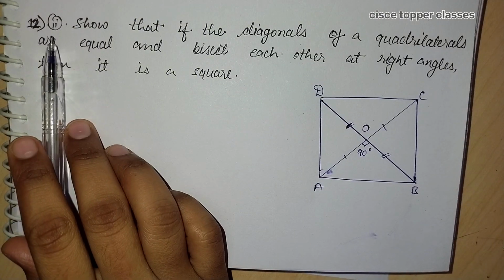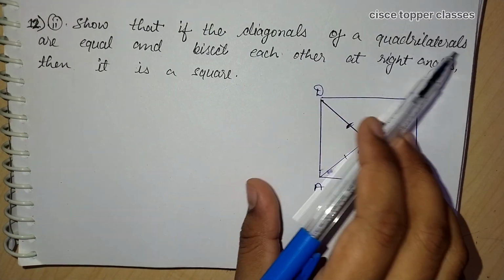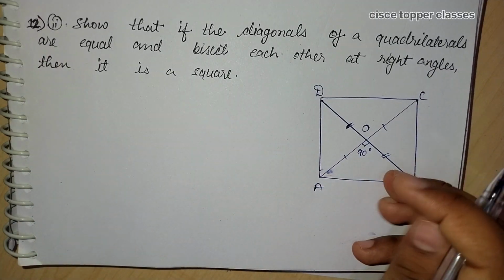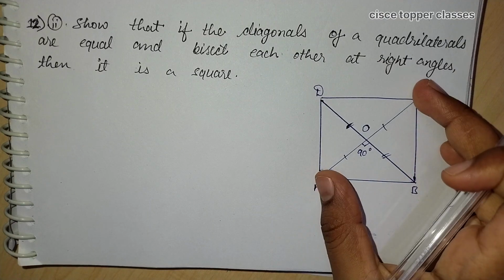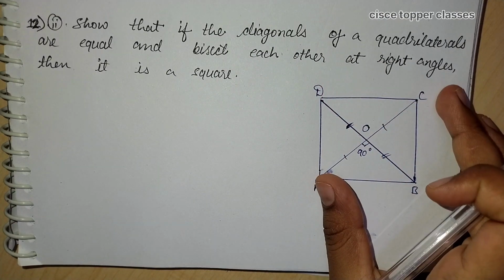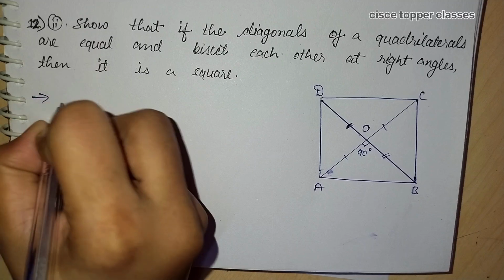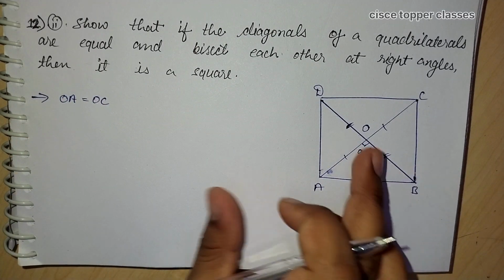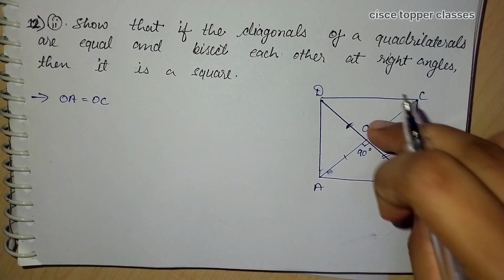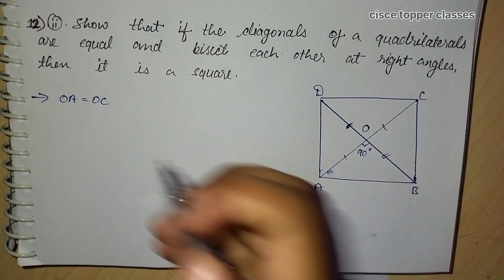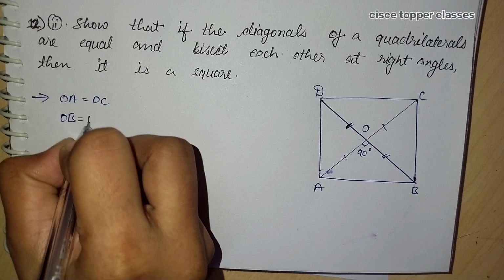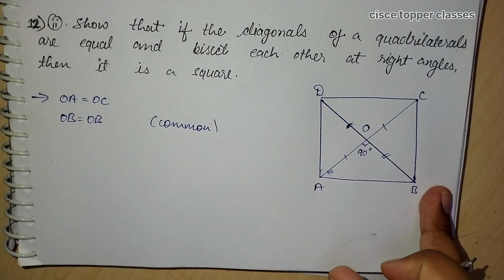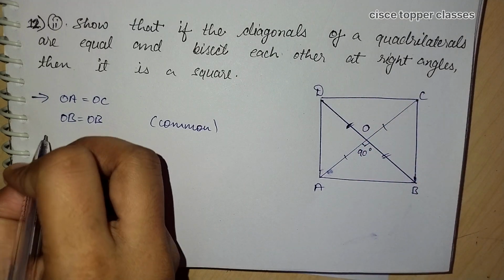Let us solve question number 12, second part. Show that if the diagonals of a quadrilateral are equal and bisect each other at right angles, then it is a square. Here the given information is that the diagonals of the quadrilateral bisect each other and are equal. So we can say that OA is equal to OC, and OB is equal to OD also. But OB is common in the triangles, so OB is equal to OB.